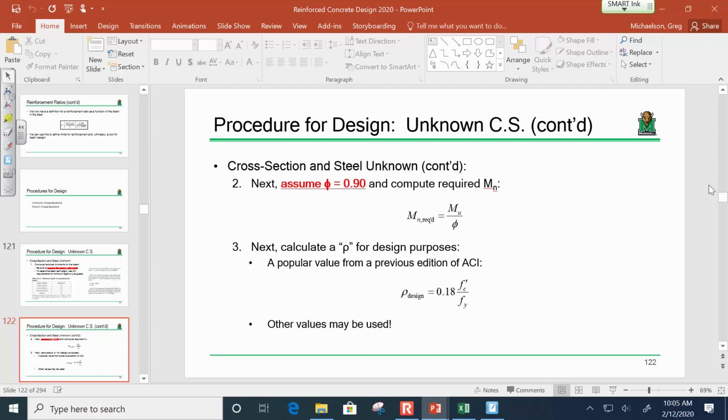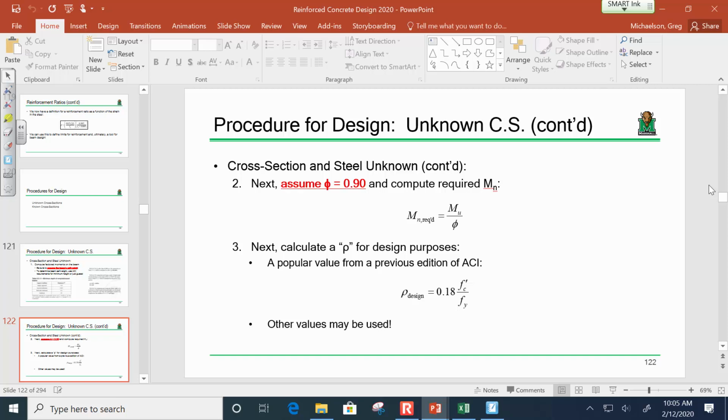Even though the beam has to have phi equals 0.9, you have to have that value according to ACI, determining whether or not phi equals 0.9 is a function of what the beam looks like. We don't have a clue what the beam looks like, so we're going to have to assume that right now.